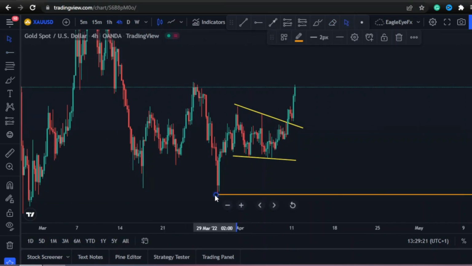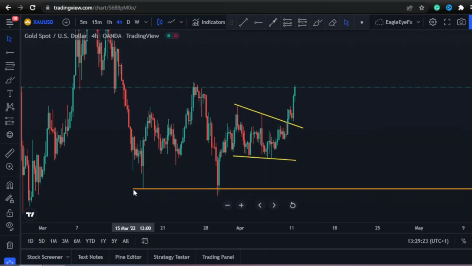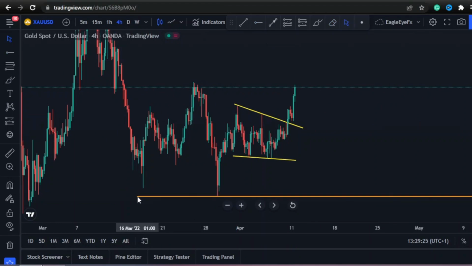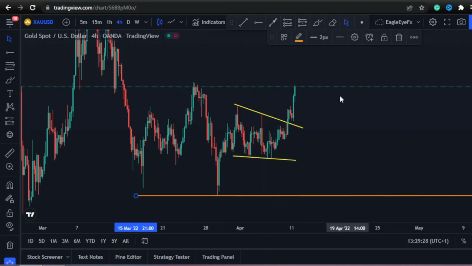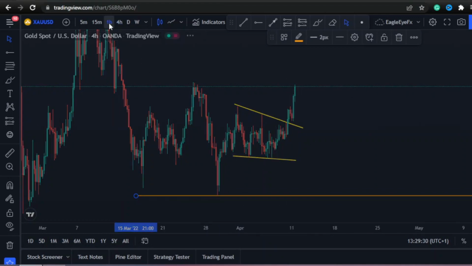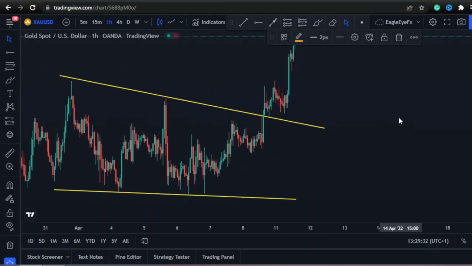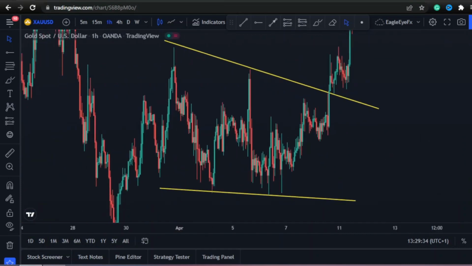You can see that we had some sort of double bottom. So if I draw this on here or bring it here, you can see that it was a double bottom. I was expecting this move to go to the upside. So let me go to the 1 hour time frame. So I actually gave people this setup.